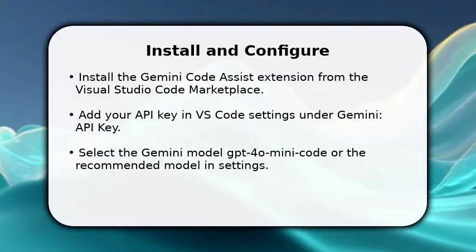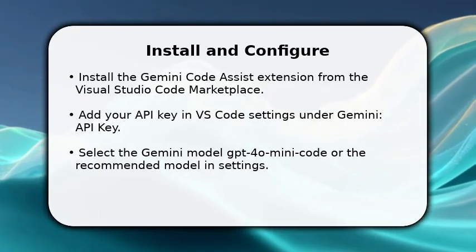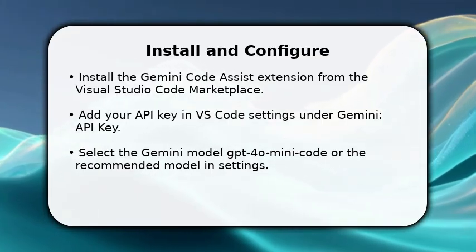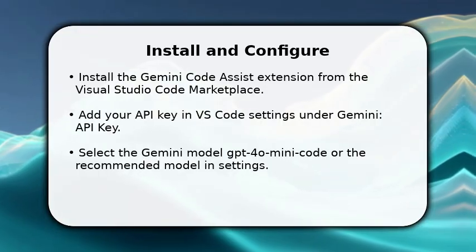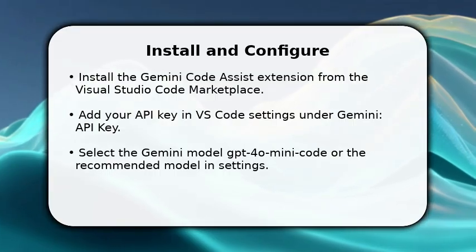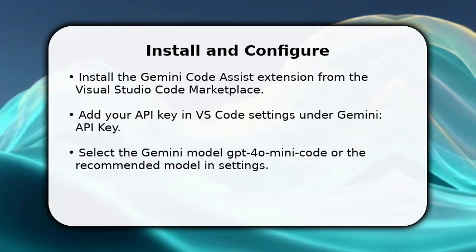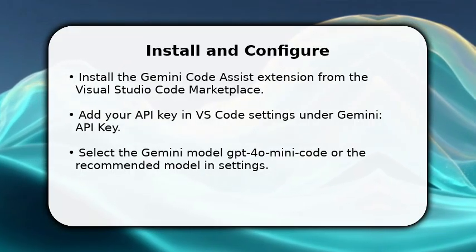Enjoy the video. Install the Gemini Code Assist extension from the Visual Studio Code Marketplace and restart VS Code to enable the commands. Add your API key in VS Code settings under Gemini, API key, or use environment variables for CI systems, and use VS Code's secret storage for safety.